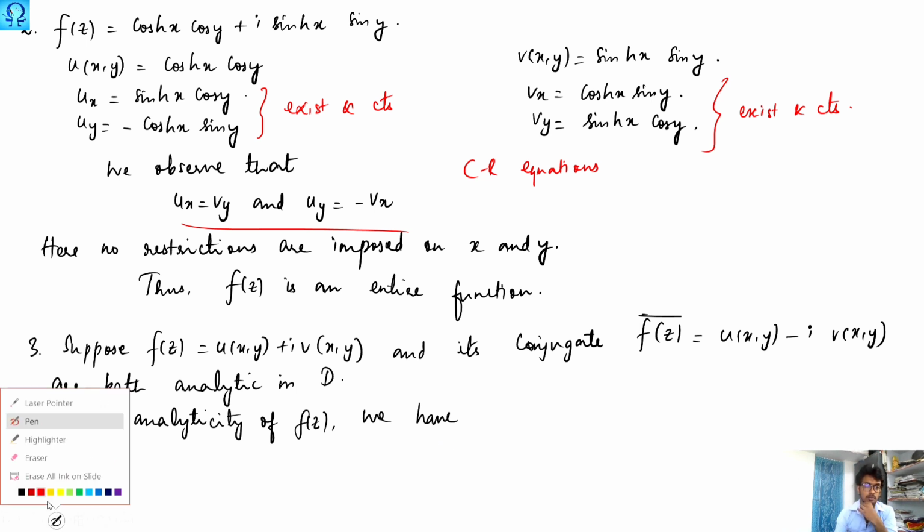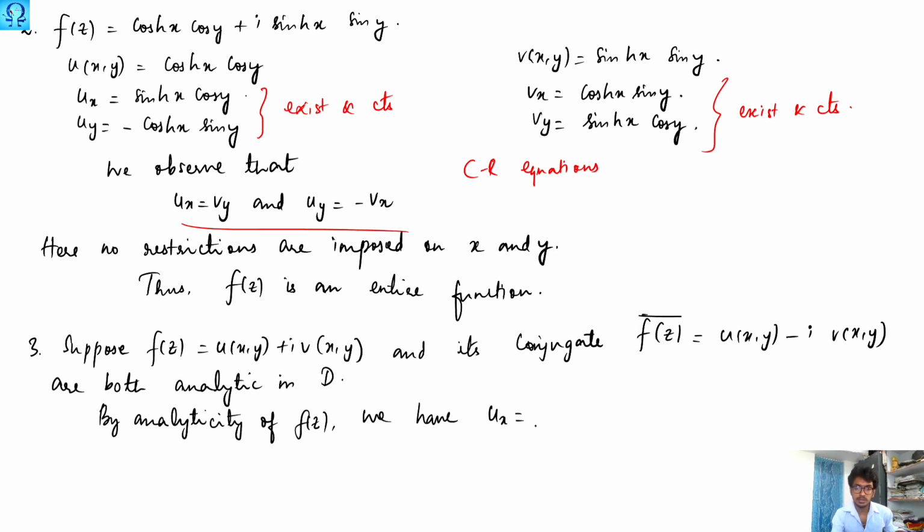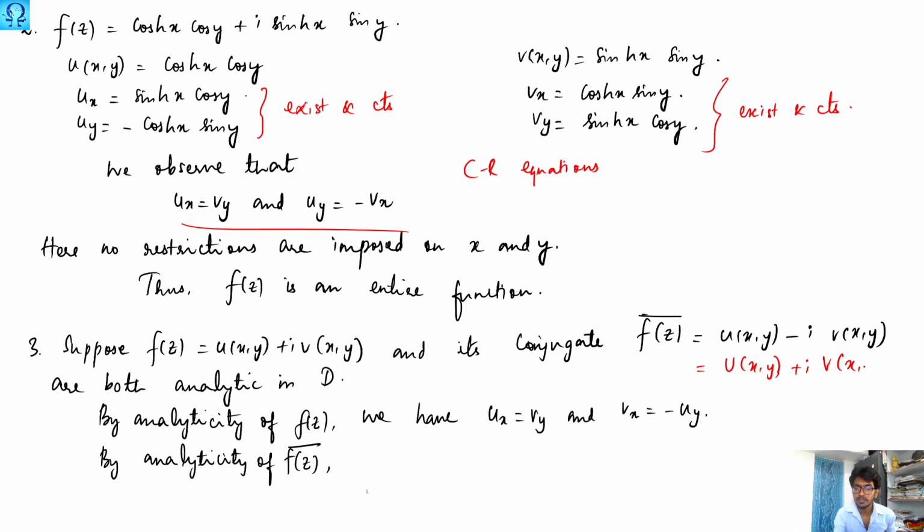Now coming back to the third problem, because of the analyticity, what we have is ux is vy and vx is minus uy. Now, using analyticity of f of z bar, before looking into it, let me write this function as big U of xy plus iota times big V of xy. What is your big U? That is simply small u, and big V is minus small v.